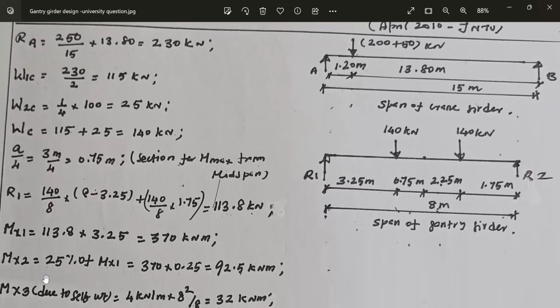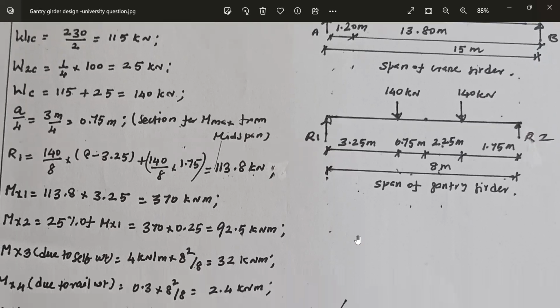And there is an impact effect. The crane is electrically operated. Therefore, the impact effect is 25% more. Add 25%. This is the bending moment due to load lifted and crab, and this is the bending moment due to impact effect. Add 25% more, 25% of 370. 370 into 0.25 is 92.5 kilonewton meter.